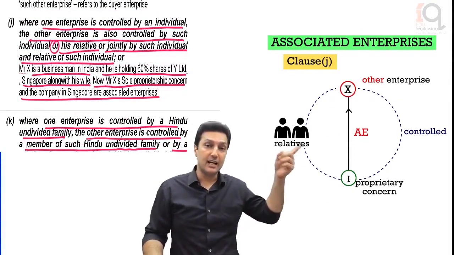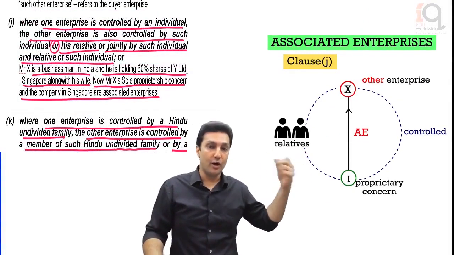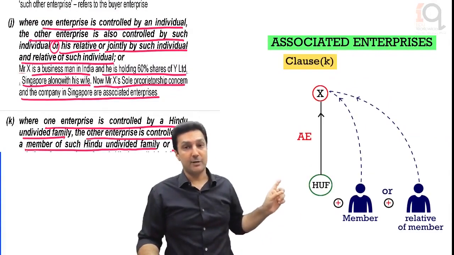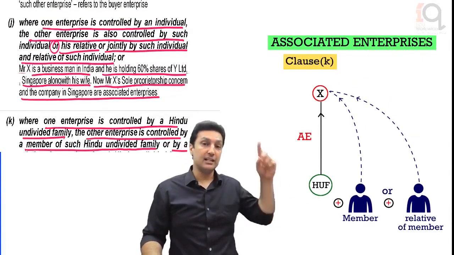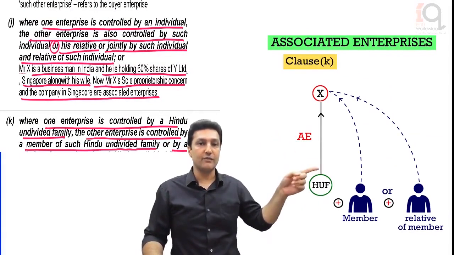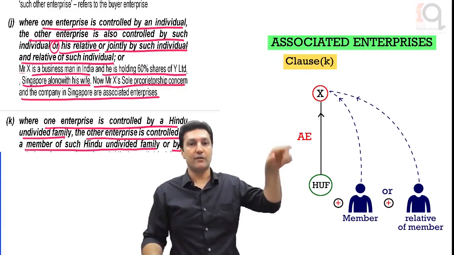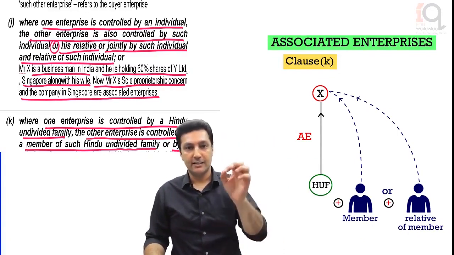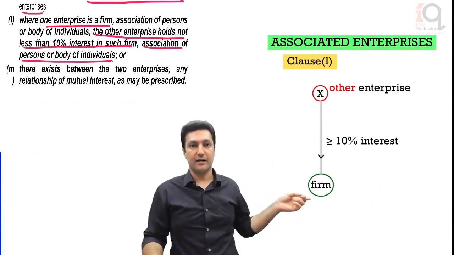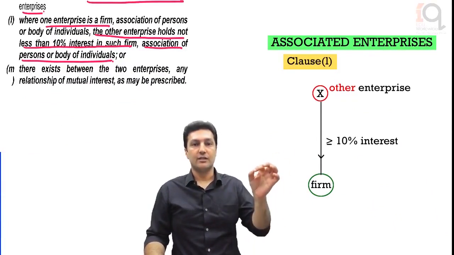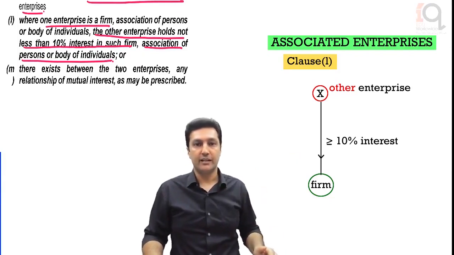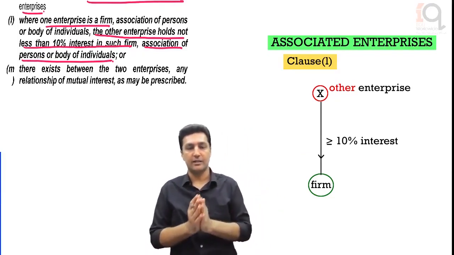where one enterprise is controlled by the individual, the other enterprise is controlled by the individual or his relative or jointly by the individual and his relative, where one enterprise is controlled by the HUF, the other enterprise is controlled by the members of the HUF or the relatives of such members or jointly by the HUF and the members and the relatives, then also there are associated enterprises, where one enterprise is a firm and the other enterprise owns at least 10% or more than 10% of the interest share of profit in the firm, then these are associated enterprises.